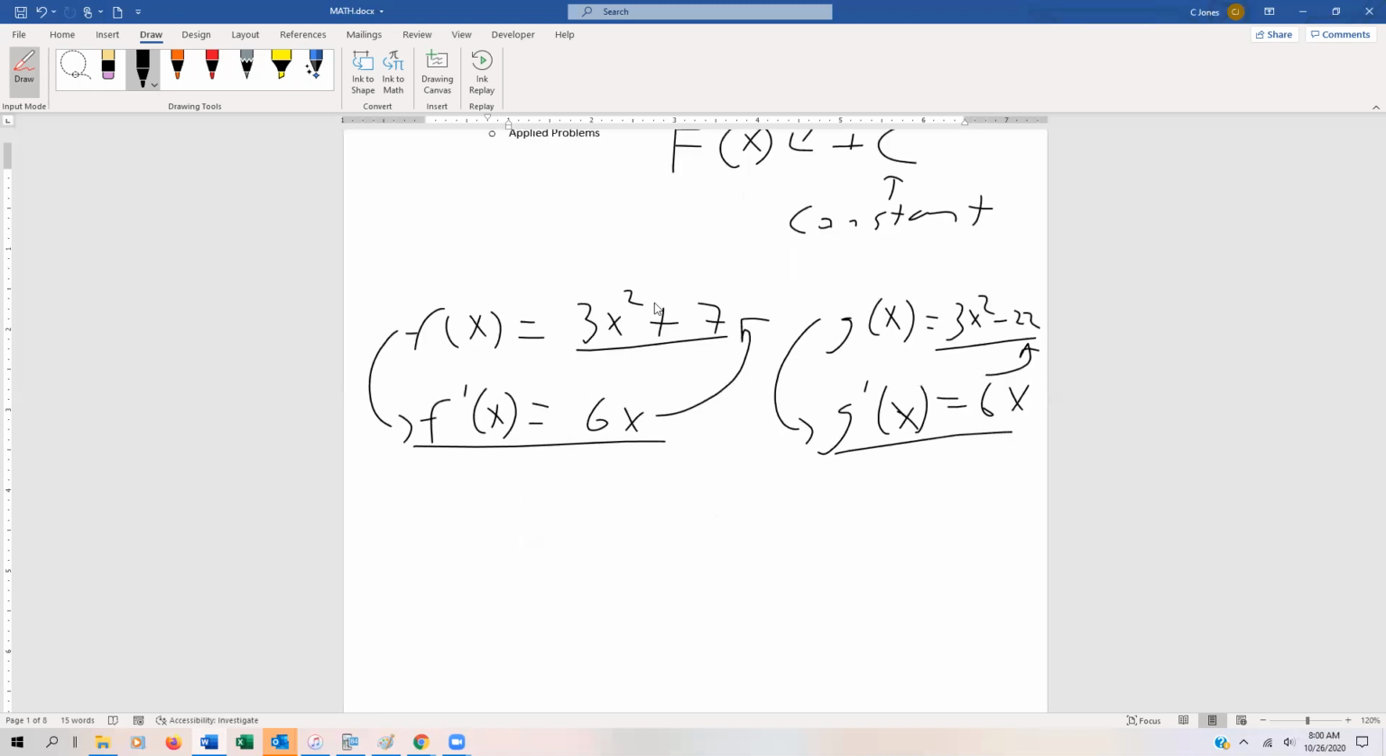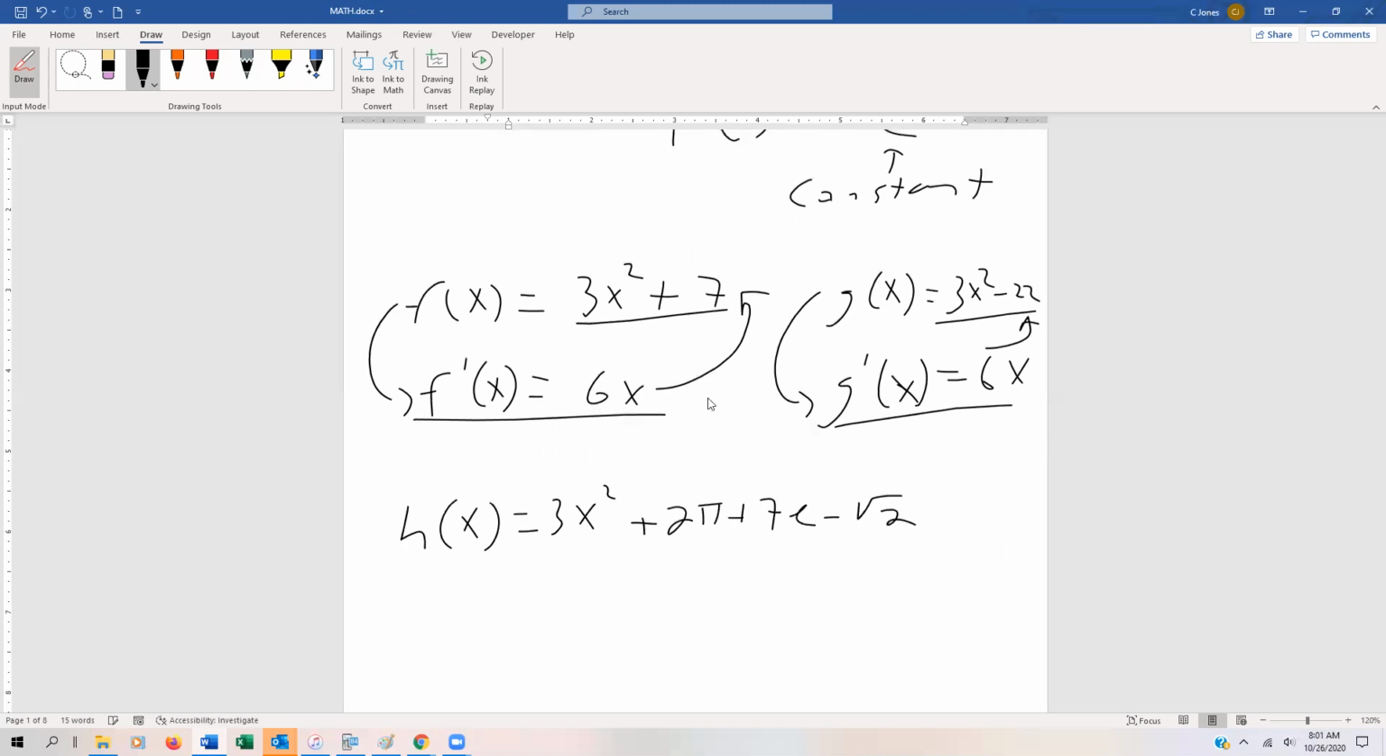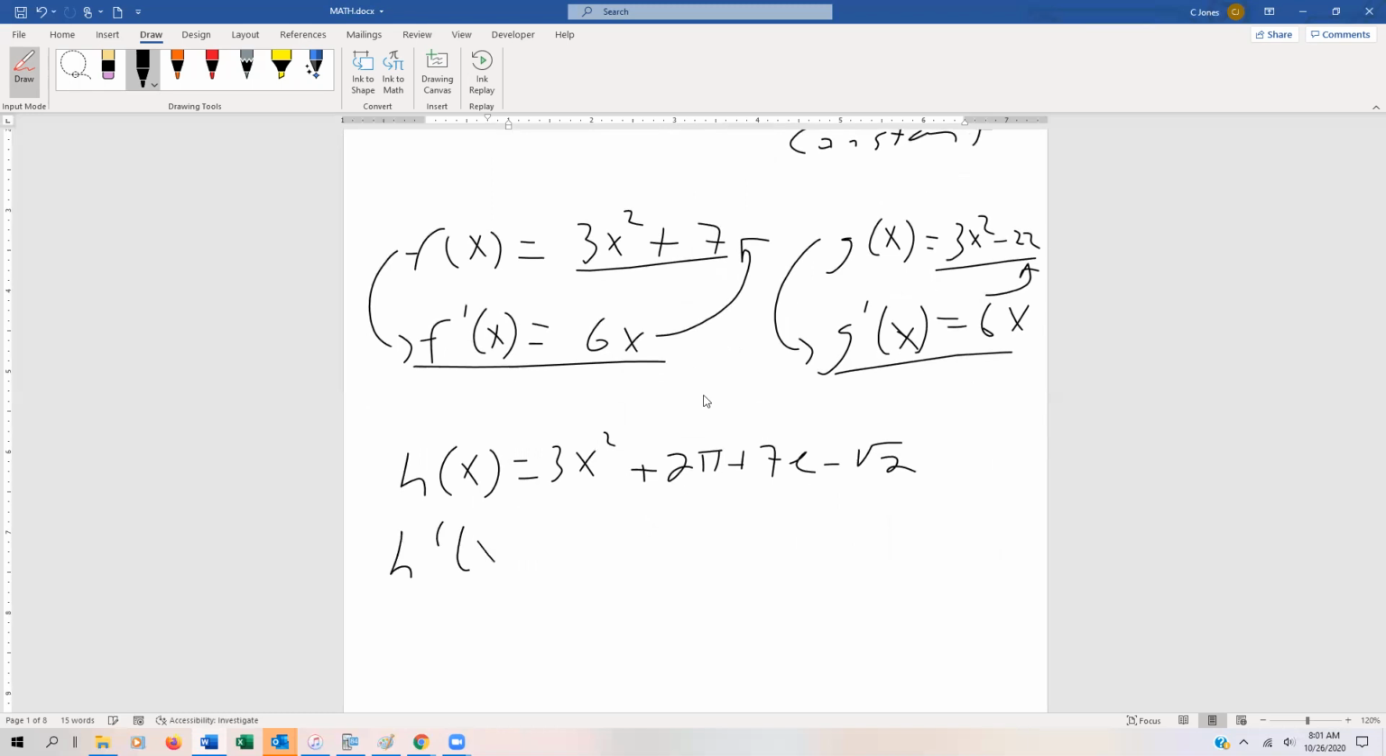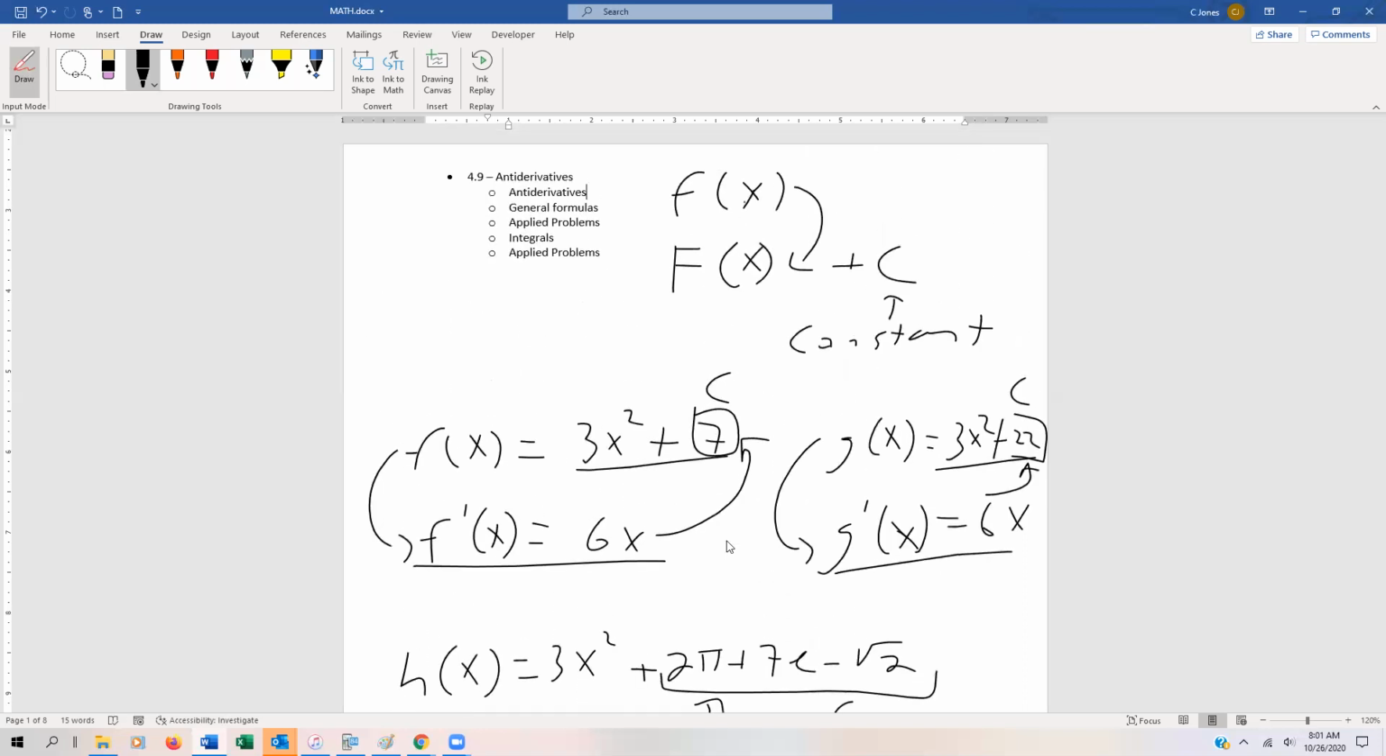Now, wouldn't it also be true that if my h of x was equal to 3x squared plus 2 pi plus 7e minus the square root of 2, what happens when I take the derivative of that? Well, that's 6x, because these are all constants. And so that means that when we take an antiderivative, we're going to get this general constant. And generally, when we take antiderivatives, the solution is not a specific function, but it's a family of functions. And we'll take a look more about that later in the course.